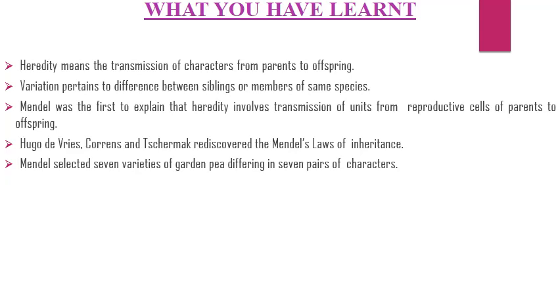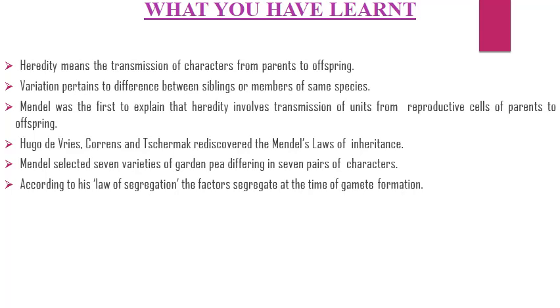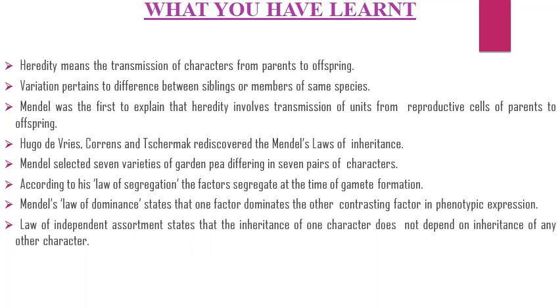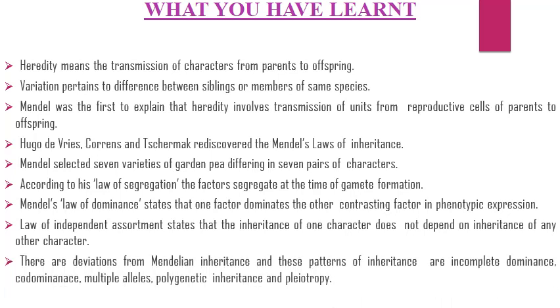Mendel selected 7 varieties of garden pea, differing in 7 pairs of characters. According to his law of segregation, the factors segregate at the time of gamete formation. Mendel's law of dominance states that one factor dominates the other contrasting factor in phenotypic expression. The law of independent assortment states that the inheritance of one character does not depend on the inheritance of any other character. There are deviations from Mendelian inheritance, and the patterns of inheritance are incomplete dominance, codominance, multiple alleles, polygenic inheritance, and pleiotropy.